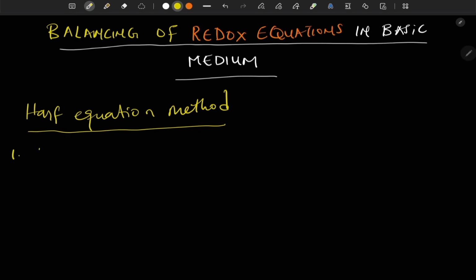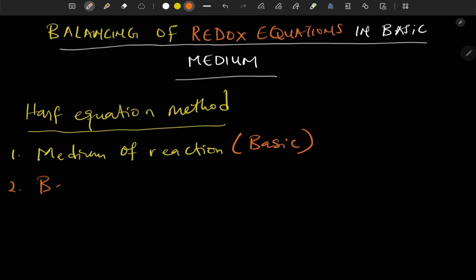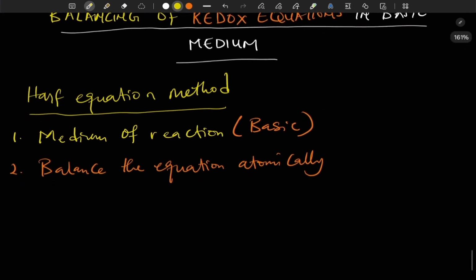Recall, the first step is to identify the medium of reaction. And here, the medium of reaction is basic. The next step is to balance the equation atomically. That is, we balance the number of atoms at the left-hand side and right-hand side of the equation. So how do we do that? You balance the central atom first.